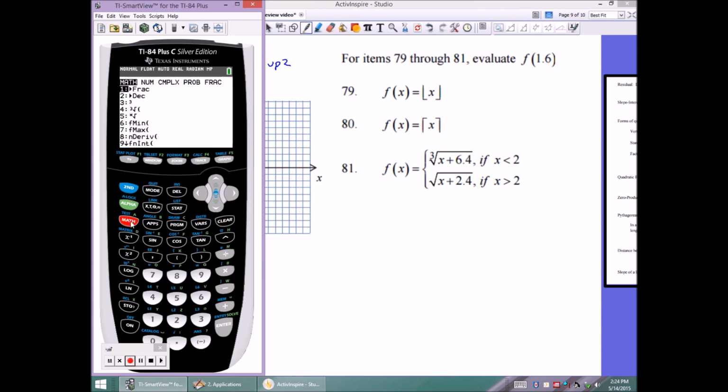So the math button takes me to this cube root. So math 4 will get me the cube root, and it said cube root of x. And then outside, so I have to go to the right to make sure I'm outside, and hit +2.